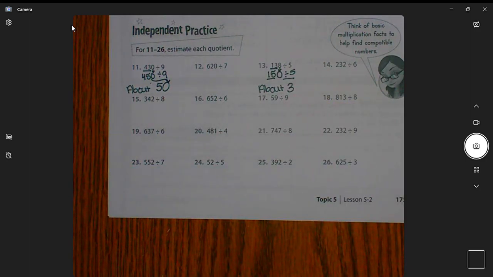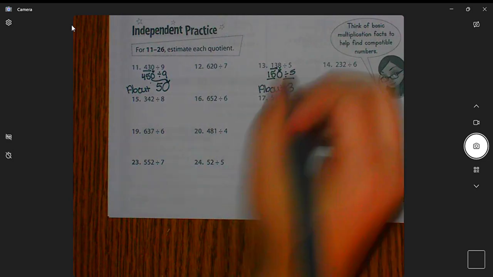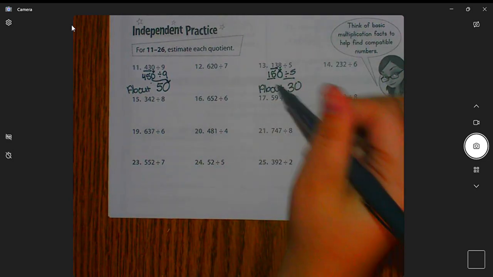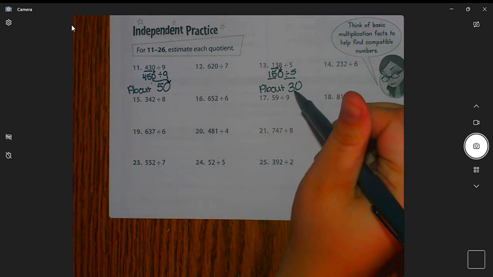Should I add a 0 in because I divided by a... Oh, you're right. I do. I need to put a 0 down. Because I divided by a multiple of 10, I have to have a 10 as my answer.